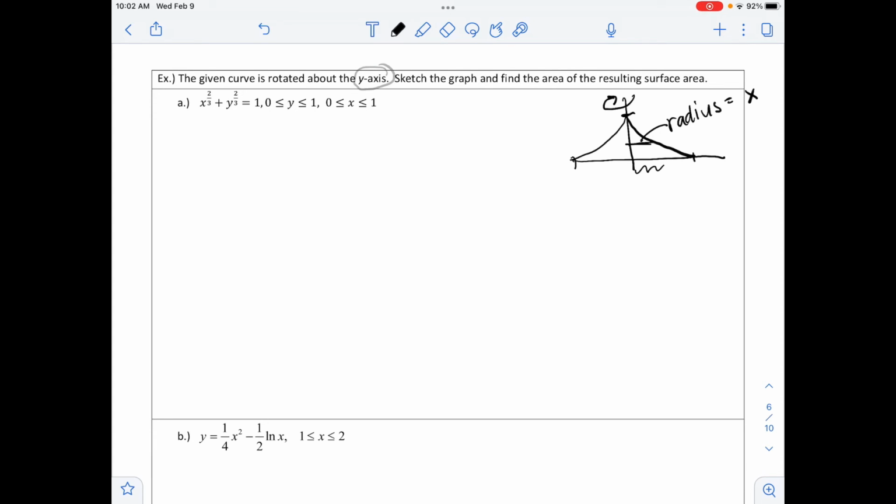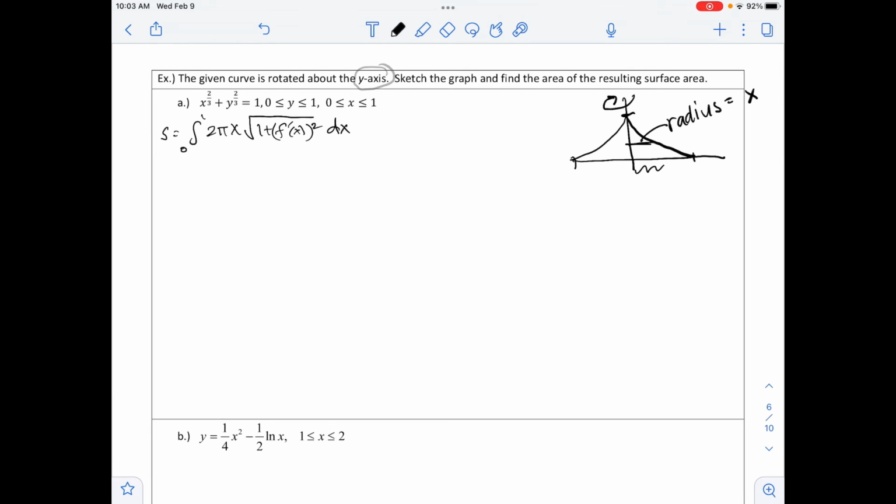So in order to do this, our formula is s equals the integral of 2 pi x, since that's our radius, times the square root of 1 plus f prime of x squared dx. And since we're dealing with x as our variable and integrate with respect to x, that means that I need to put down the x values here of 0 to 1. In order to take this derivative, I need to first isolate y.